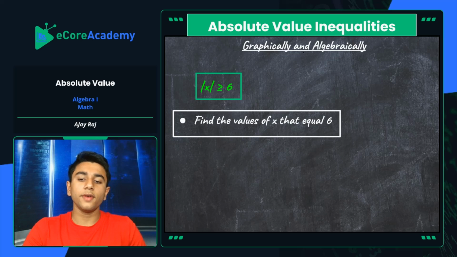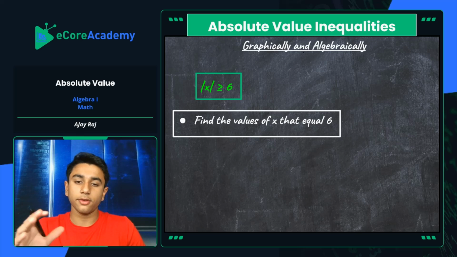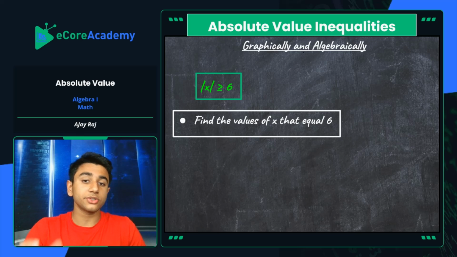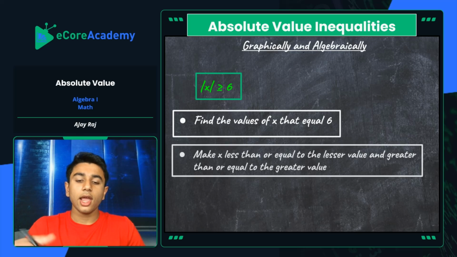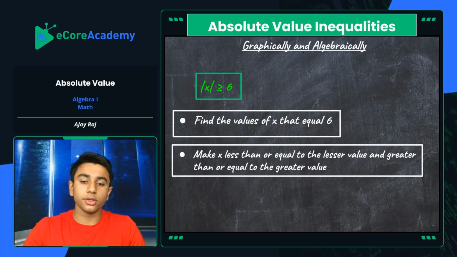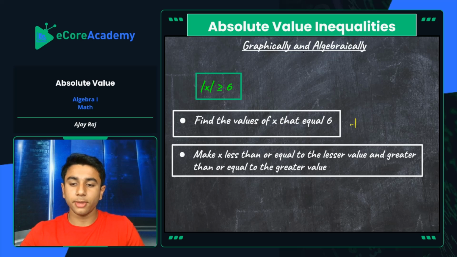So we're going to find what values of x actually equal 6. Like I said before in our previous slide, we're just going to build up off of that. We know that since it's the absolute value of x, the values that will equal 6 are either negative 6 or positive 6. And our second step is to make x less than or equal to the lesser value of those two and greater than or equal to the greater value. So let's write those down. So we have our values of plus or minus 6. And this just stands for positive 6 or negative 6.